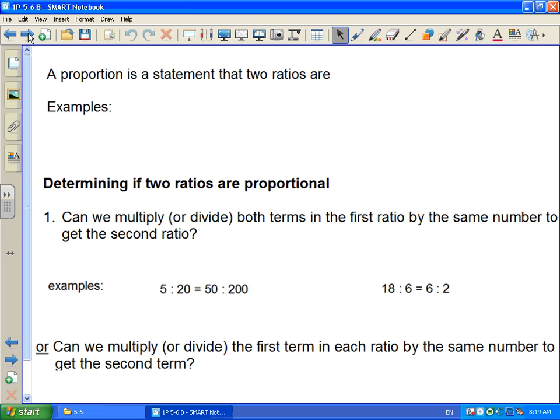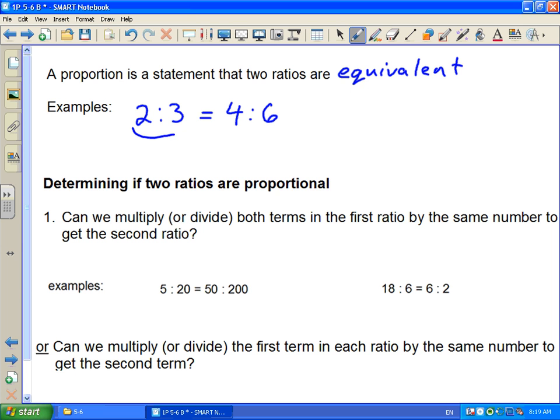A proportion is a statement that two ratios are equivalent. So we looked at equivalent ratios in the first lesson. If we have a ratio like 2 to 3, and we say that this ratio is equivalent to the ratio 4 to 6, this whole thing here, both ratios and that equal sign, is what we call a proportion.